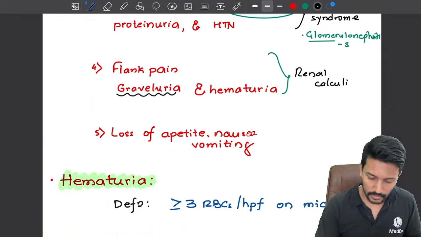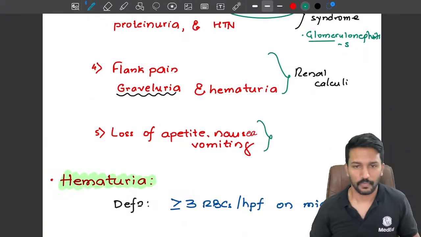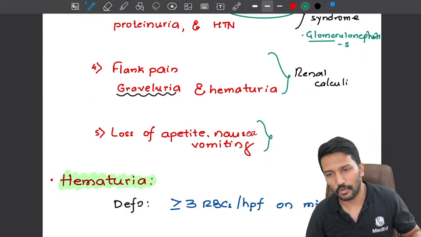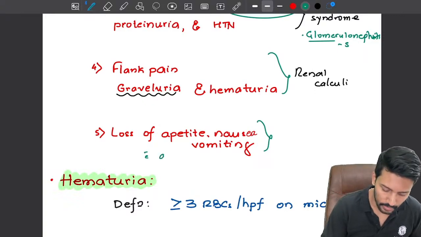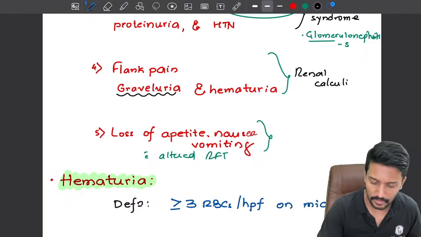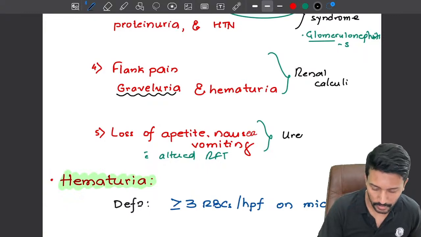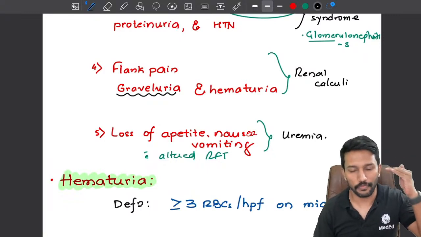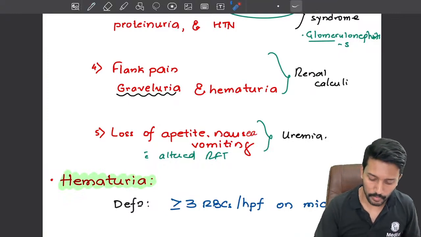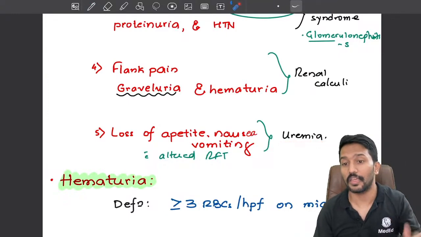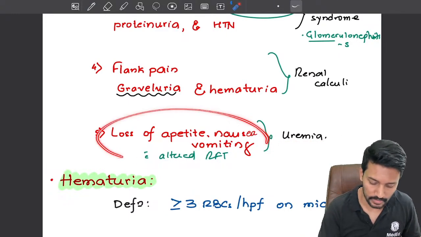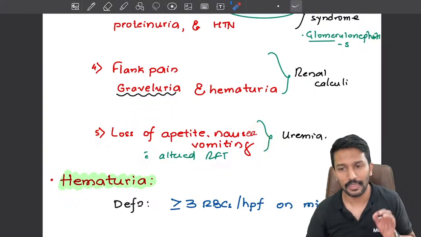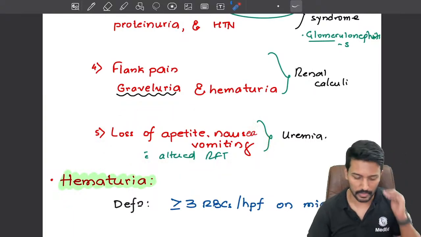The last but not the least, if a patient presents with loss of appetite, nausea, vomiting with altered RFT, what does that indicate? It indicates uremia. That means the blood urea levels of the patient are very high. If you have a high blood urea level, remember it is an indication for dialysis. That is why recognition of these symptoms in a question and a patient is important. Okay, so this is basic, right?